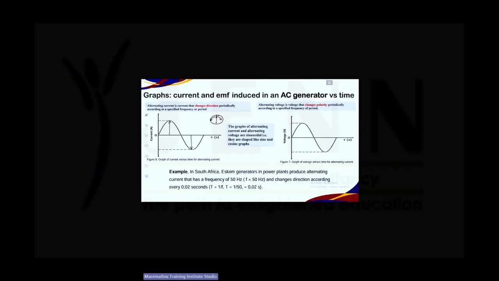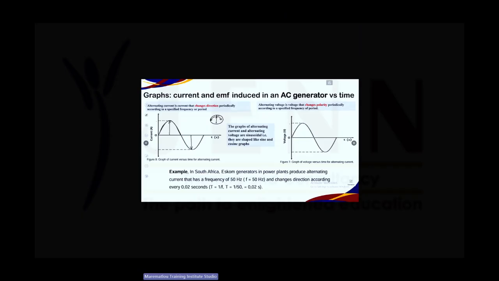If you pull it out, then it's going to deflect to the left side. Now, if we represent that on a graph, then this is how we would represent, for example, current over time on the graph. So you have alternating current, which means that it creates a maximum current.